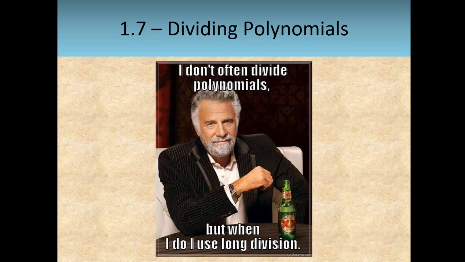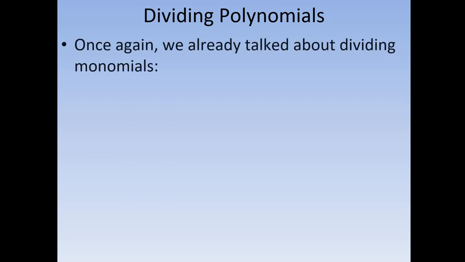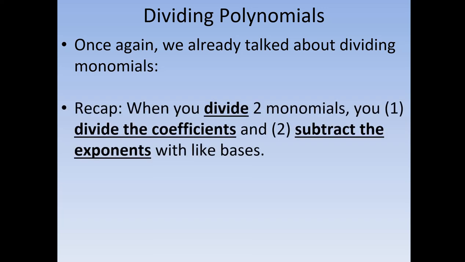Everyone. So this is going to be the last topic for this unit, which is all about dividing polynomials. Now, we once again sort of did this when we talked about the rules of exponents. We talked about how to divide monomials, which if you remember, the way that we do this is that we divide the two coefficients first, like we would normally do, and then we would subtract the exponents with the like bases.